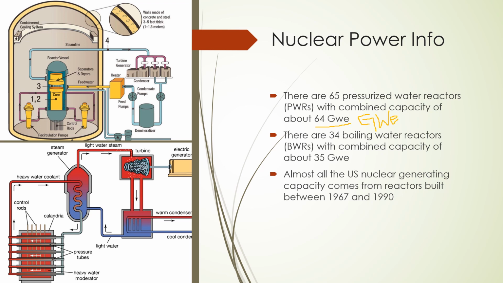Anyway, there are about 34 boiling water reactors, so that's your BWRs. Combined capacity is 35 GWE, gigawatts. I just say gigawatts, so that's electrical. US nuclear generating capacity comes from the reactors, meaning your nuclear reactors, and these reactors were built between 1967 and 1990.